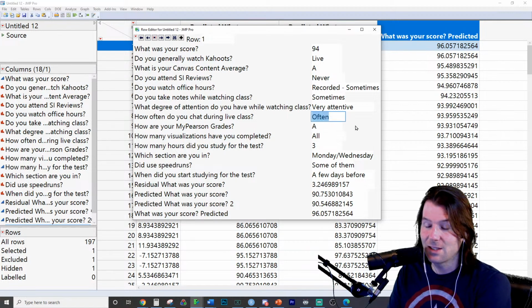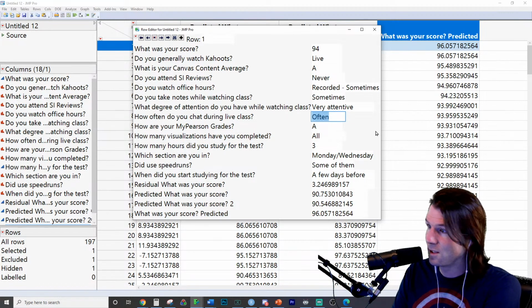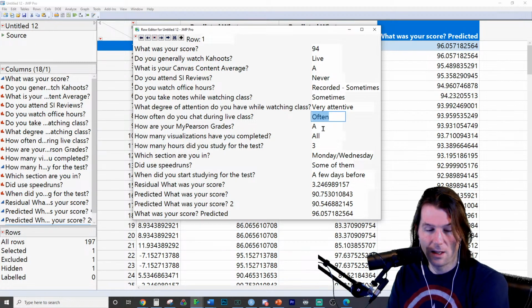How often do you chat during class? They're often chatting. They're chatting a lot during class, it seems. They have A's on my Pearson. They do all the visualizations. They studied 3 hours. They use some speed runs right here.